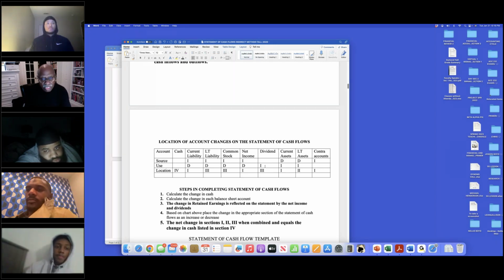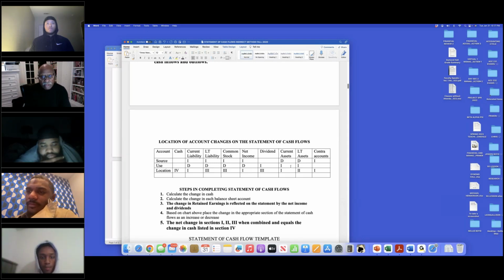Current assets going to work just the opposite. If you go buy a computer, what happened to your cash? It goes down. So whenever you buy an asset and it increases, it's a use. It's in the use column. On the other hand, when you sell it, it's a source. So when you sell inventory, it's a source of cash. But when you buy it, it's a use.